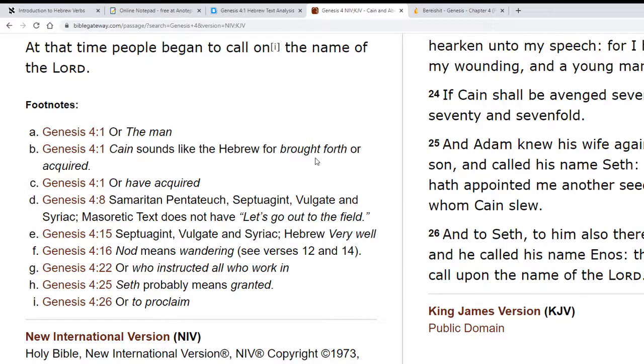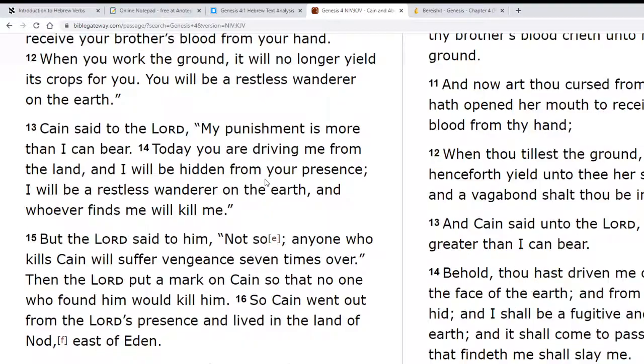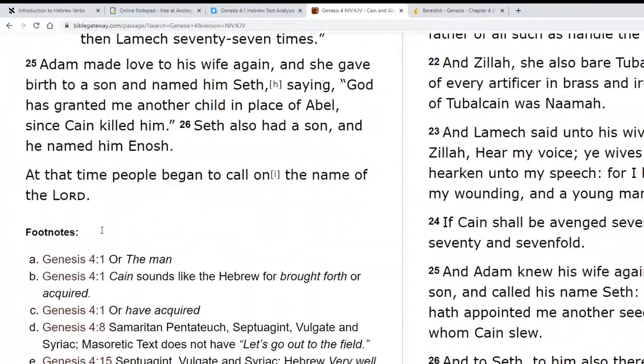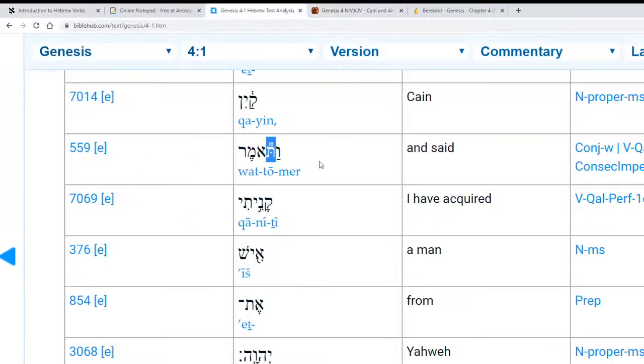...or acquired. I don't know where they're getting "brought forth" from. Yeah, kone is "to acquire," and it's not "brought forth." With the help of the Lord, I have brought forth a man. Let's see what the note says, "or have acquired." So I guess they're saying there's a root meaning "to bring forth." I can't even imagine what that root would be. Kaniti, right? So they're saying this is a different root.